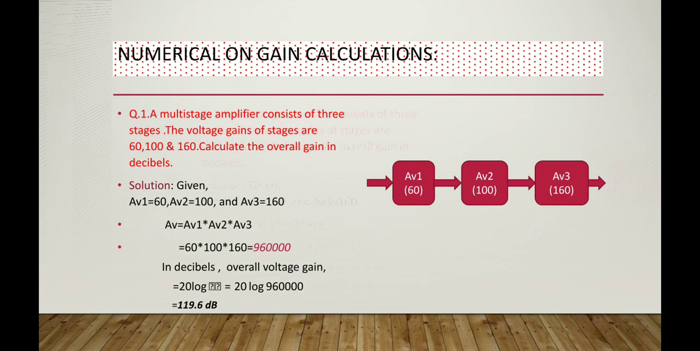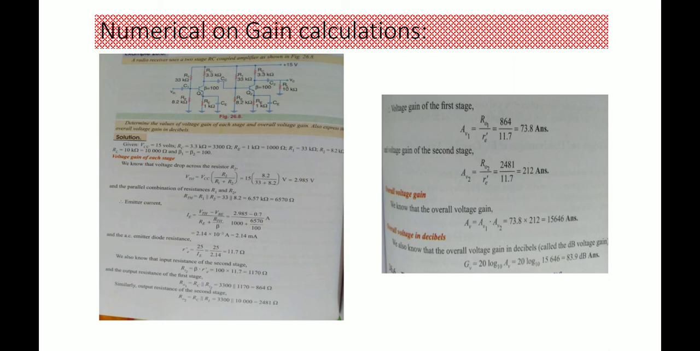Numerical on gain calculation. Here we see the three stages of a multi-stage amplifier with gains 60, 100 and 160. The overall gain is the product of the individual gains, 60 into 100 into 160, that comes to 960000 times, and in dB it is 119.6 dB. Here is another numerical for practice on a two-stage RC coupled amplifier.